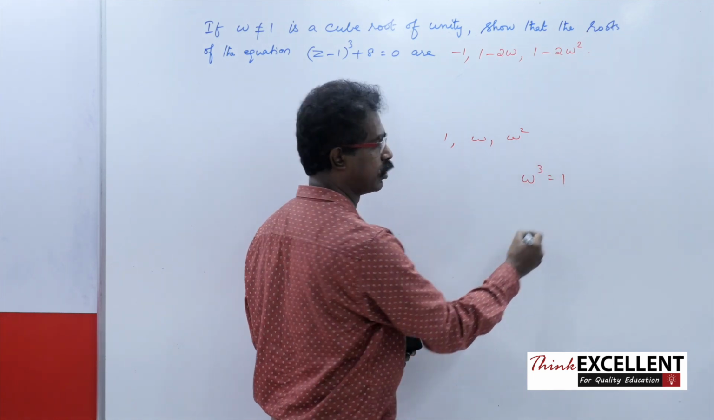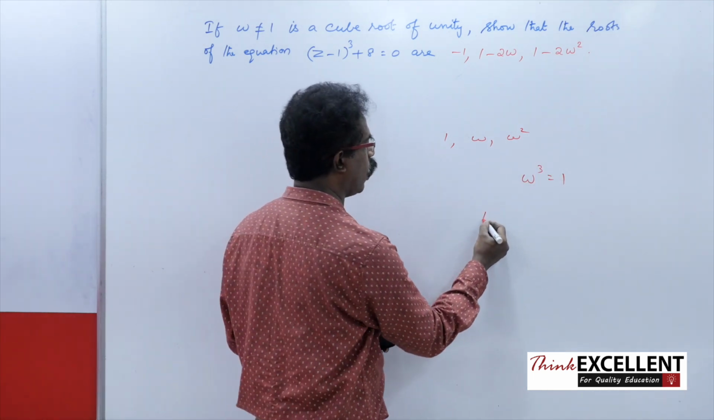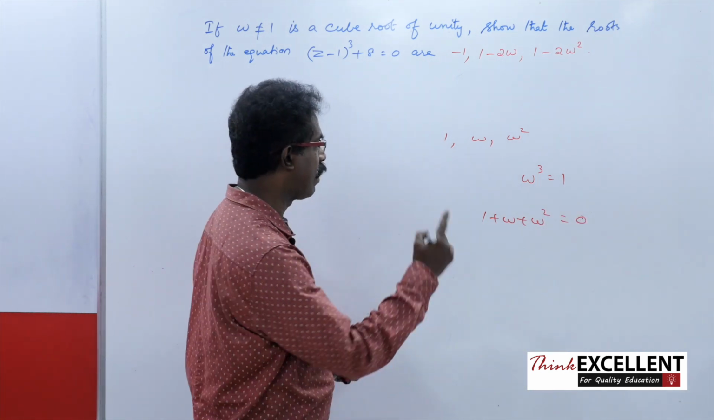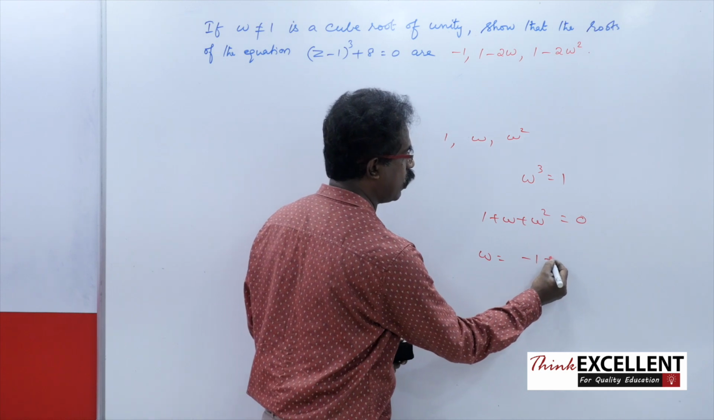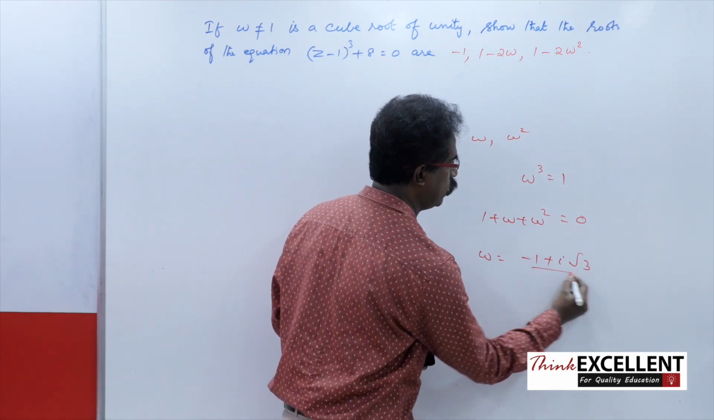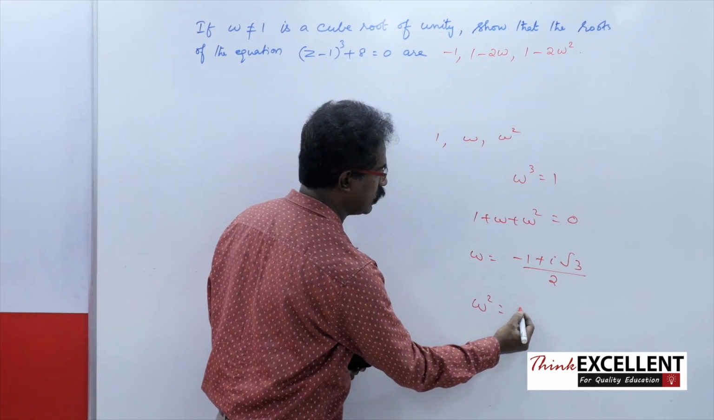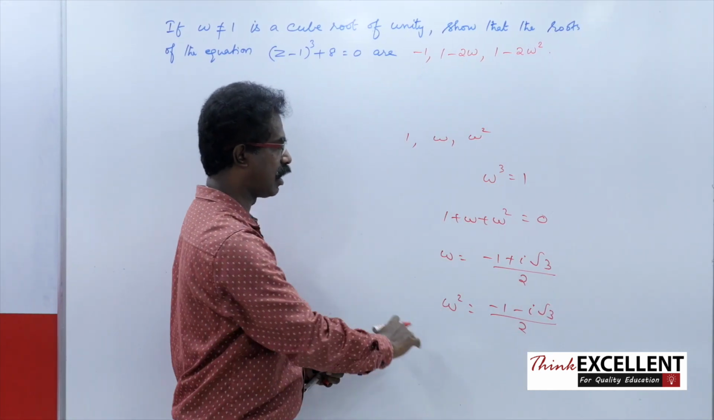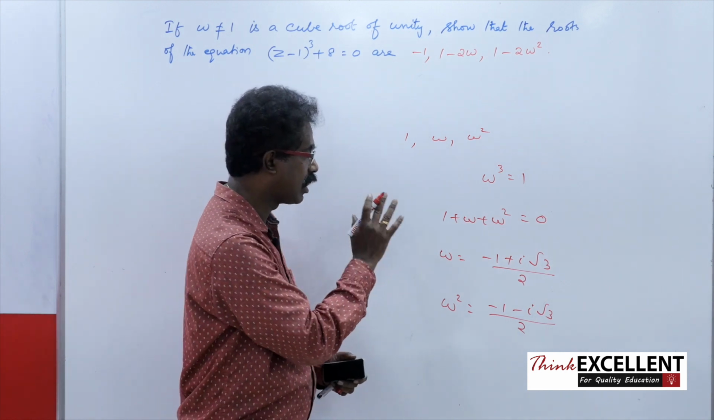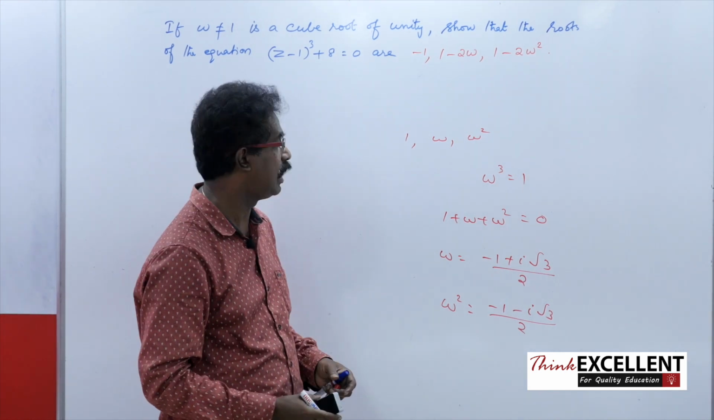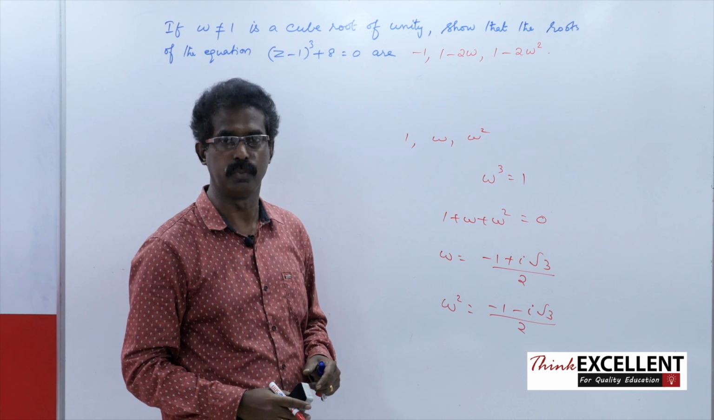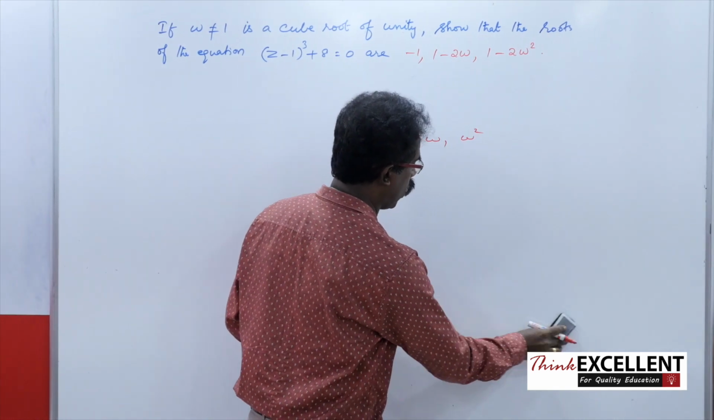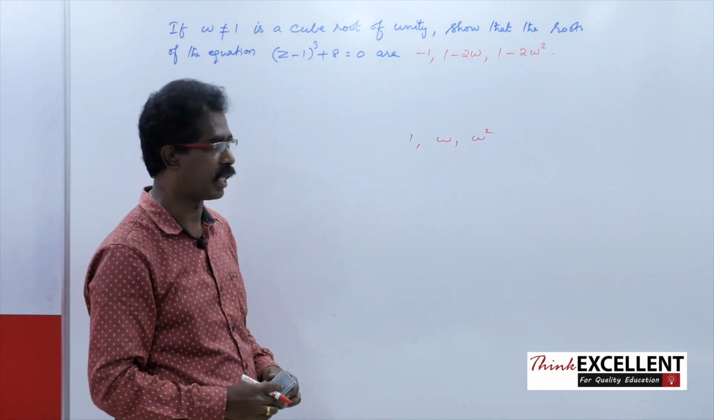Omega cube is equal to 1, and 1 plus omega plus omega square is equal to 0. The value of omega is minus 1 plus i root 3 by 2, and the value of omega square is minus 1 minus i root 3 by 2. All these results are for omega. You can use these results only if omega represents a cube root of unity. You know what the cube roots of unity are: 1, omega and omega square.